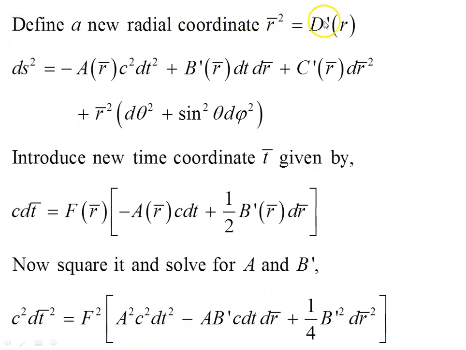R bar squared is d dash of r, and when we do that we lose the d dash, that's replaced by r bar squared. Now we're going to introduce a new time coordinate t bar, and that's going to be given by c dt bar is some function f of r bar times this object in here, which is just this. And now we're going to square it and solve for a and b dash.